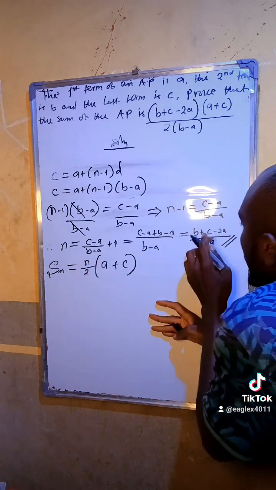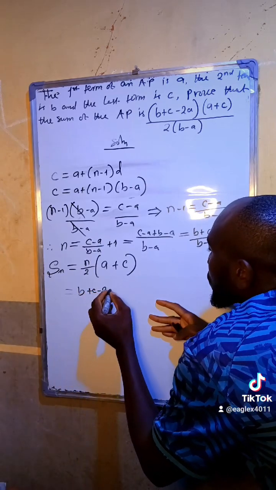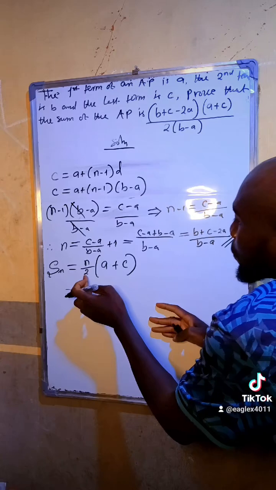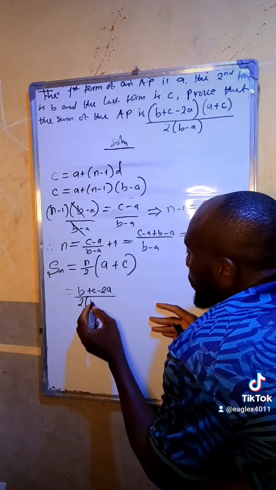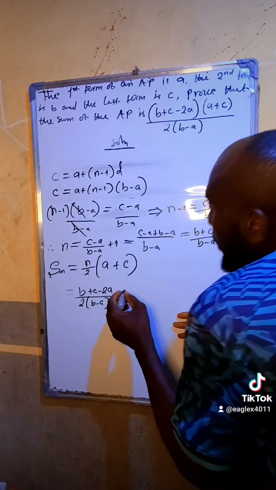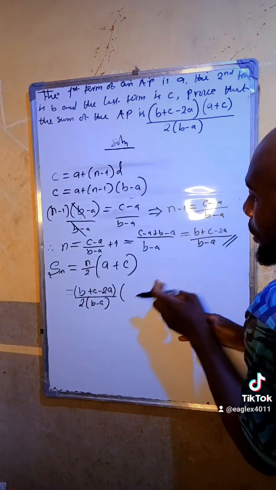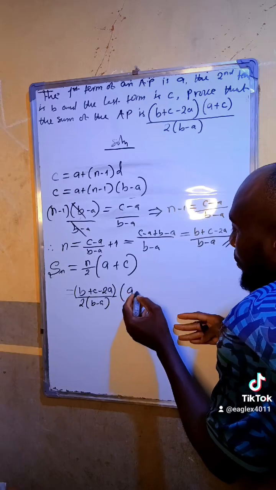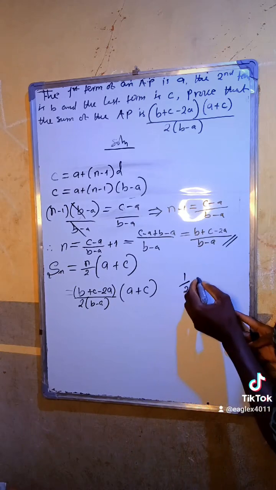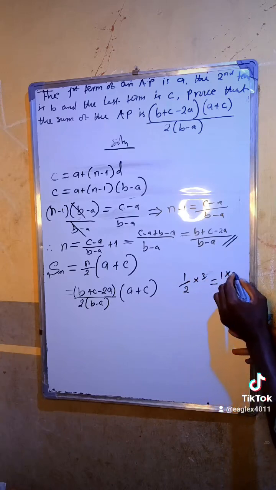So that I can write this as B plus C minus 2A all over B minus A, but we have 2 here. Then we write here 2 into B minus A, close bracket. This is our N. Then in bracket, our first term A plus our last term C. It's multiplication, so we have to open bracket. And this one, 1 over 2 multiplied by 3, is the same thing as 1 times 3 over 2.